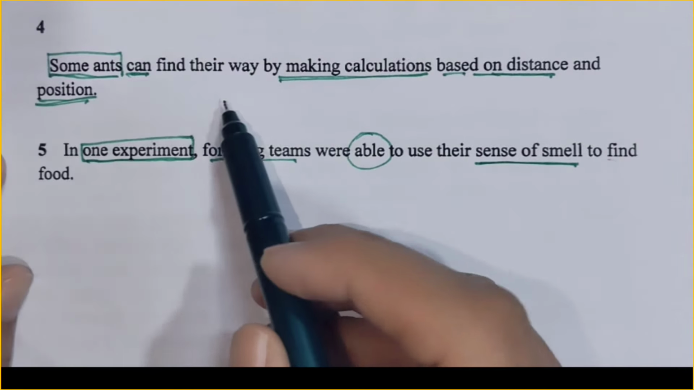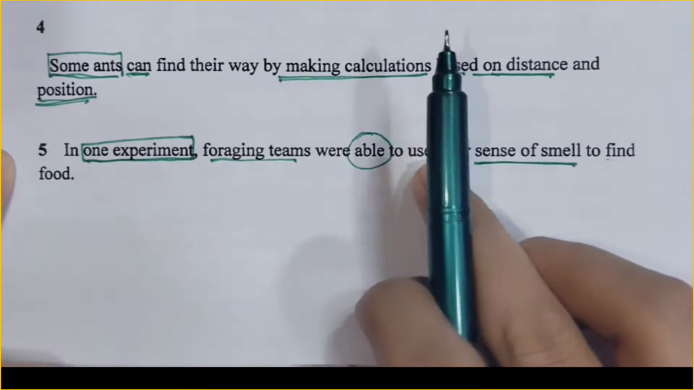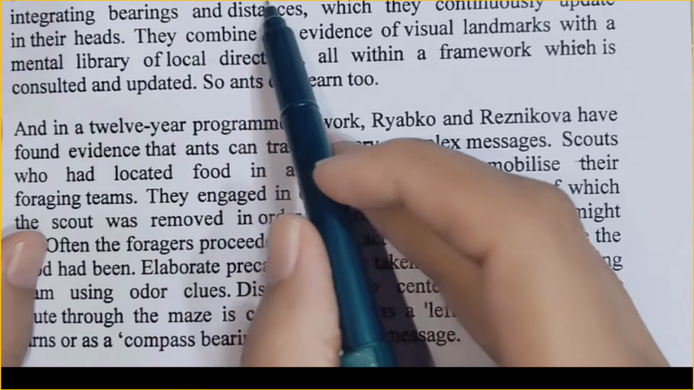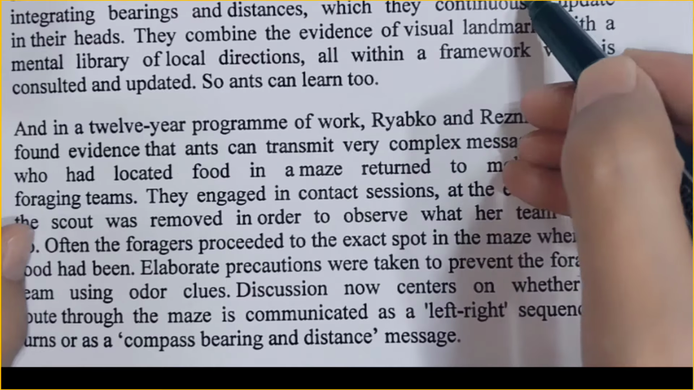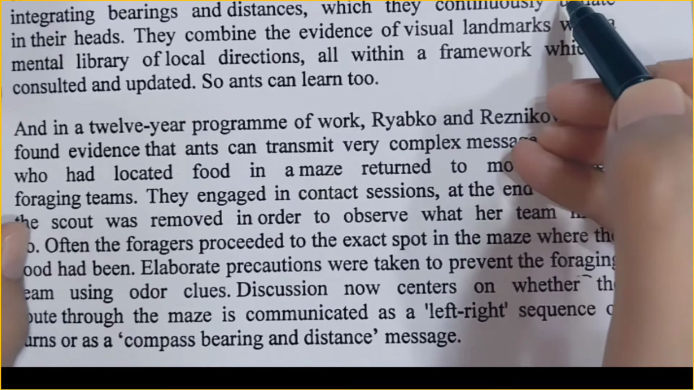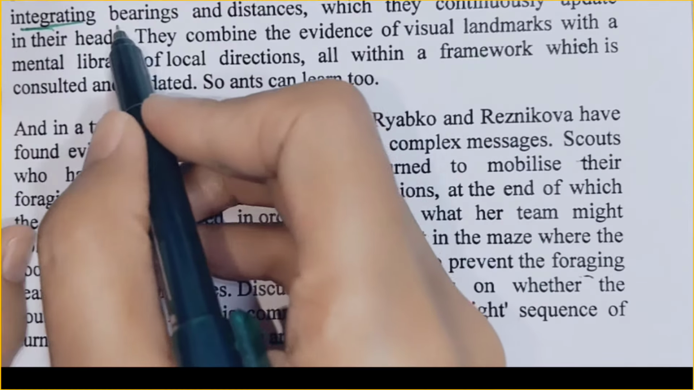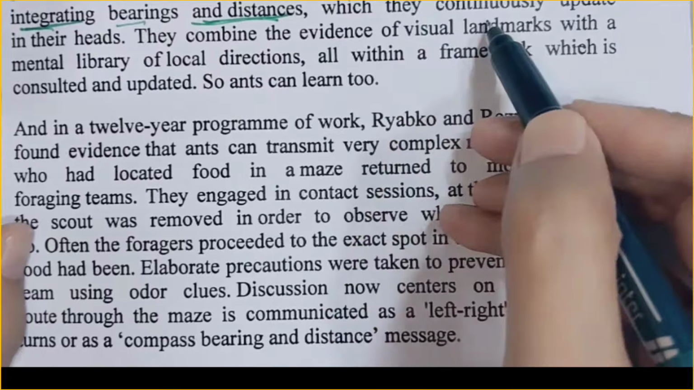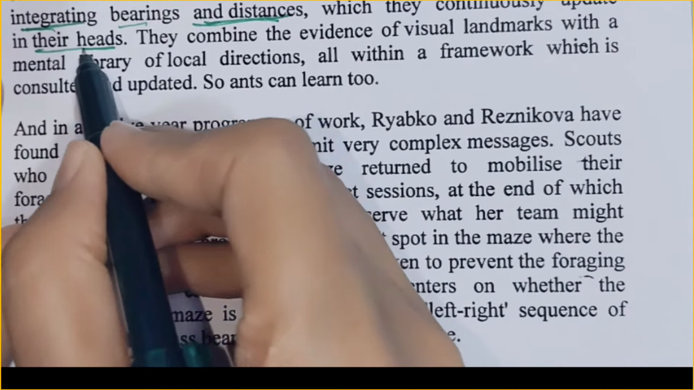Some ants can find their way by making calculations based on distance and position. When ants are returning from the foraging trip, they navigate to get the idea of the way by integrating bearings and distance. They are talking about the distance which they continuously update in their heads.